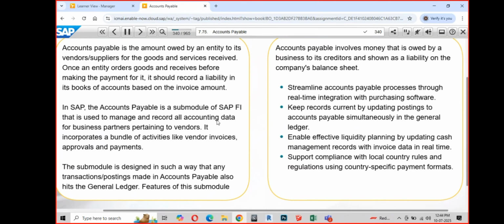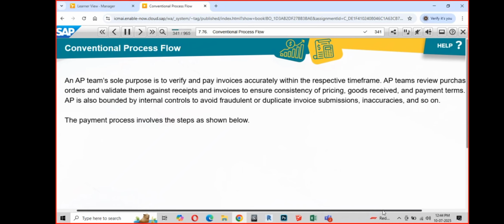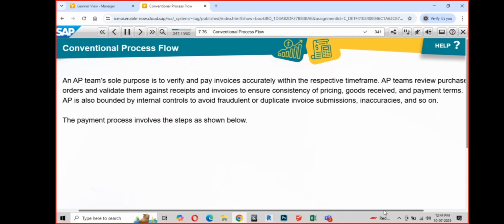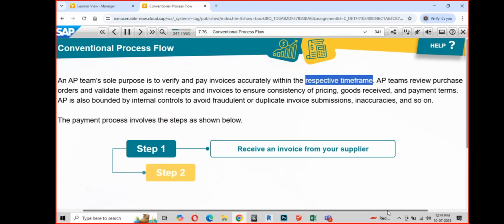Key terms: the submodule involves money that is owed by a business entity to its vendors or creditors. Accounts payable, what is the responsibility? The sole responsibility is to release timely payment to the vendors, especially to the critical vendors, within the respective time frame. Clear? Or else he will not supply the items. Yes, we had a very serious issue and we had to resolve this issue.